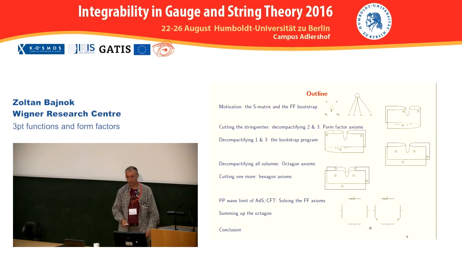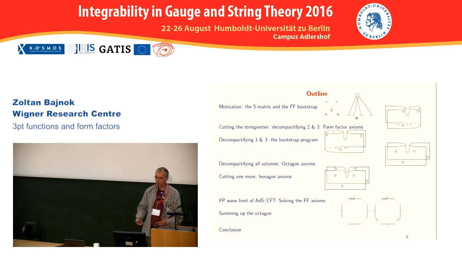And this is the outline of the rest of my talk. I already explained the motivation of the S matrix and the form factor bootstrap. And now I would like to apply this form factor bootstrap to calculate the three-point function, or this string field theory vertex. I told you that what was crucial was the crossing symmetry. So I need to decompactify this process. And actually, I can decompactify two different ways. And I will explain these axioms.